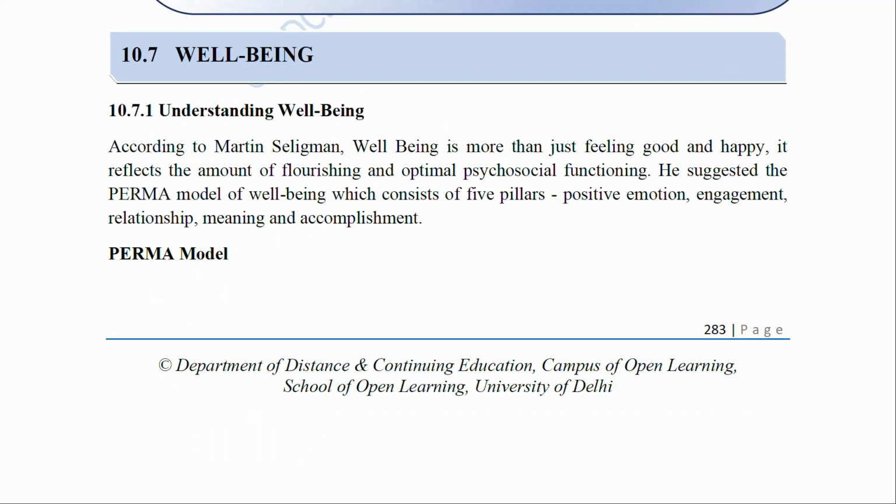10.7 Well-being. 10.7.1 Understanding well-being. According to Martin Seligman, well-being is more than just feeling good and happy. It reflects the amount of flourishing and optimal psychosocial functioning. He suggested the PERMA model of well-being, which consists of 5 pillars: positive emotion, engagement, relationship, meaning, and accomplishment.